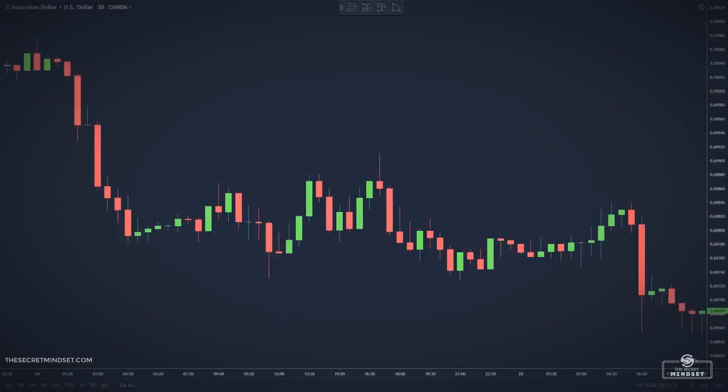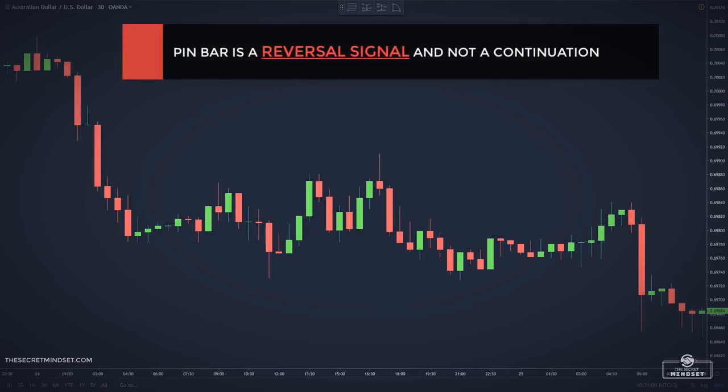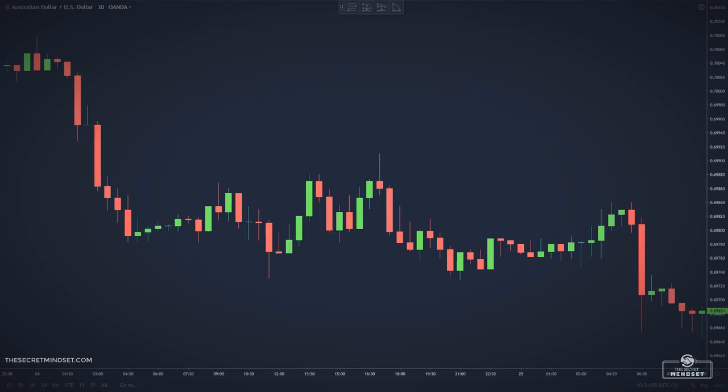Another important thing is the fact that a pin bar is a reversal signal and not a continuation. A major reason why many traders lose money over and over again trading pin bars is because they try to trade the pin bar as a continuation signal.